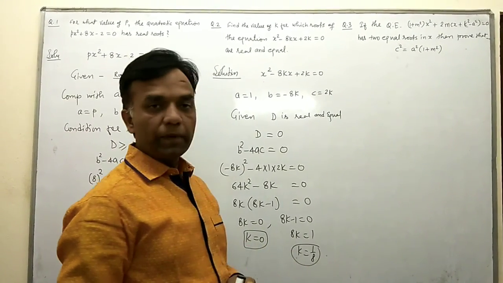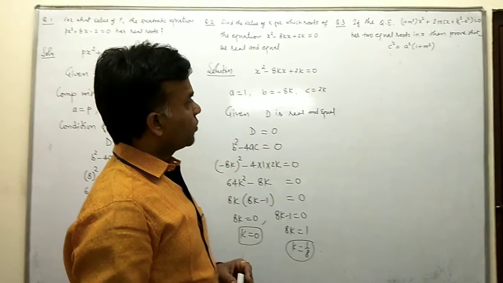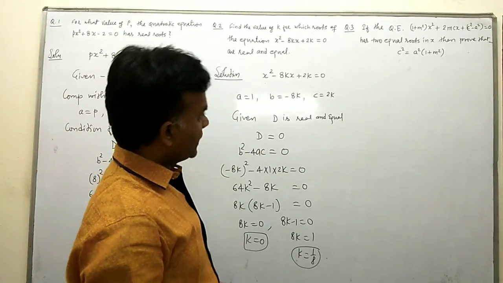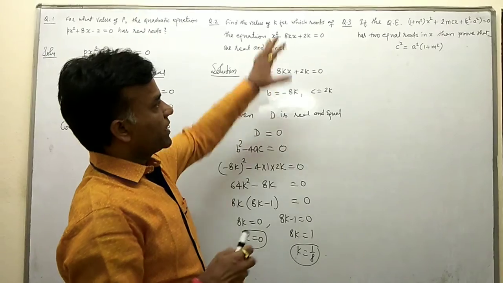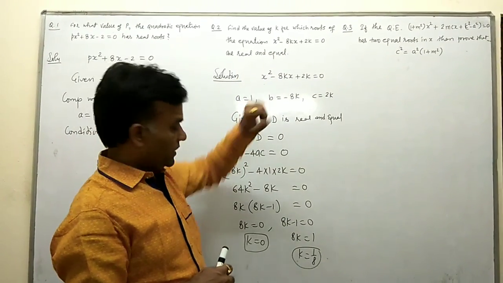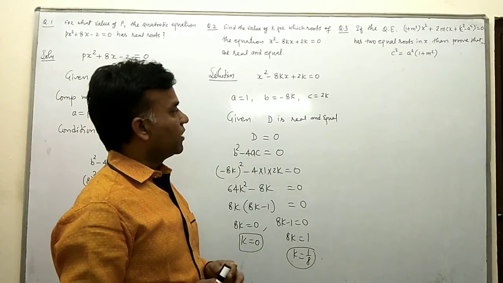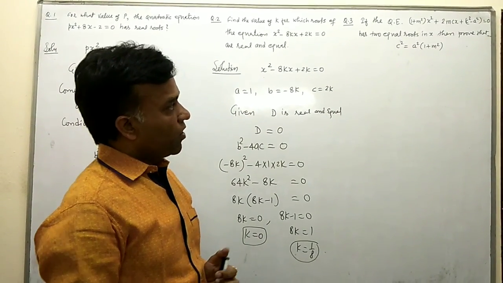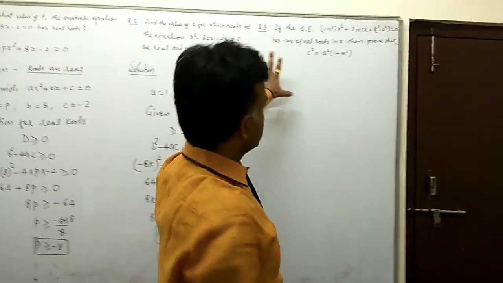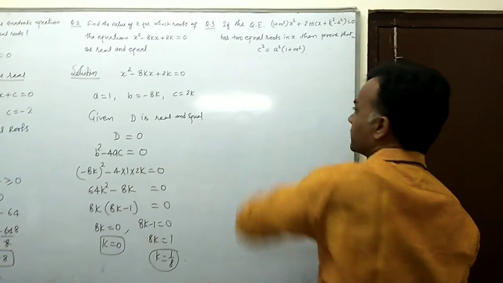If you substitute the value of k, that is 1 by 8, then your roots are also equal. So this is the basic condition if you want this quadratic equation's roots to be real and equal. Substituting these two values of k, you get the same condition of D, that is real and equal.